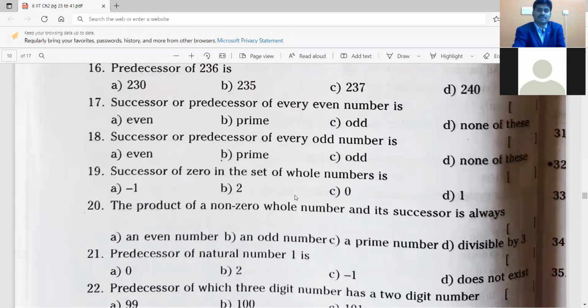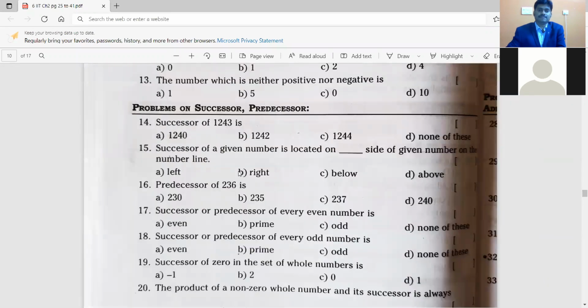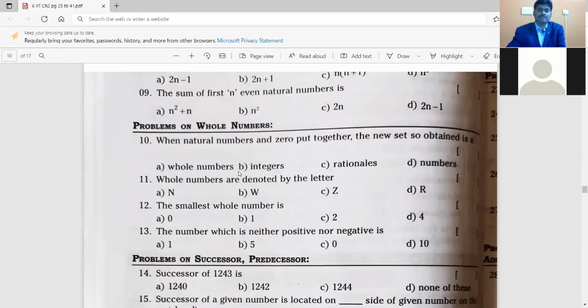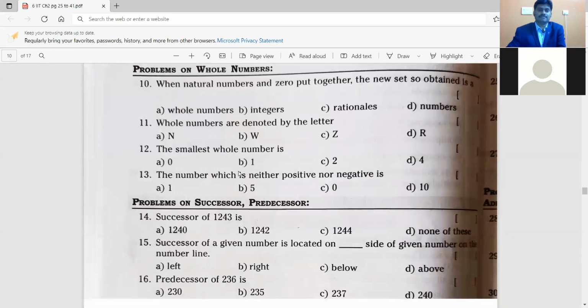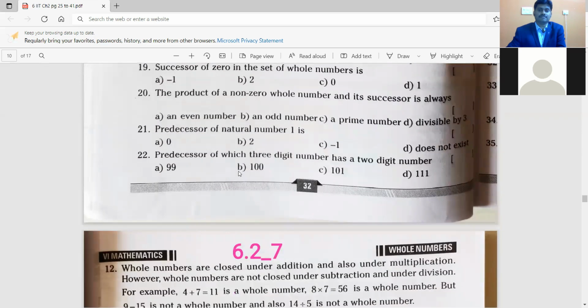Once we go through these questions that we have discussed now, just check them out. So these are the questions. Next page we will go.